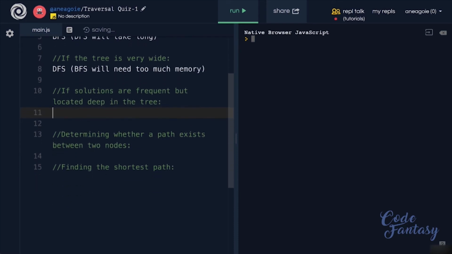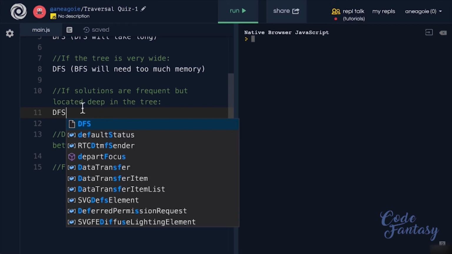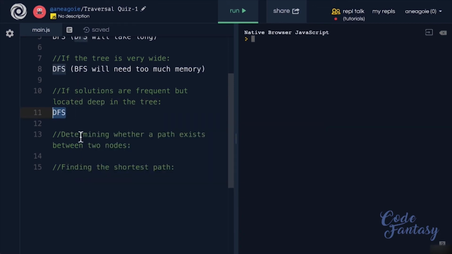What about the next one? If the solutions are frequent but located deep in the tree? Well, in that case, we'd use depthFirstSearch. So hopefully we'll be able to find an answer quicker than breadthFirstSearch.